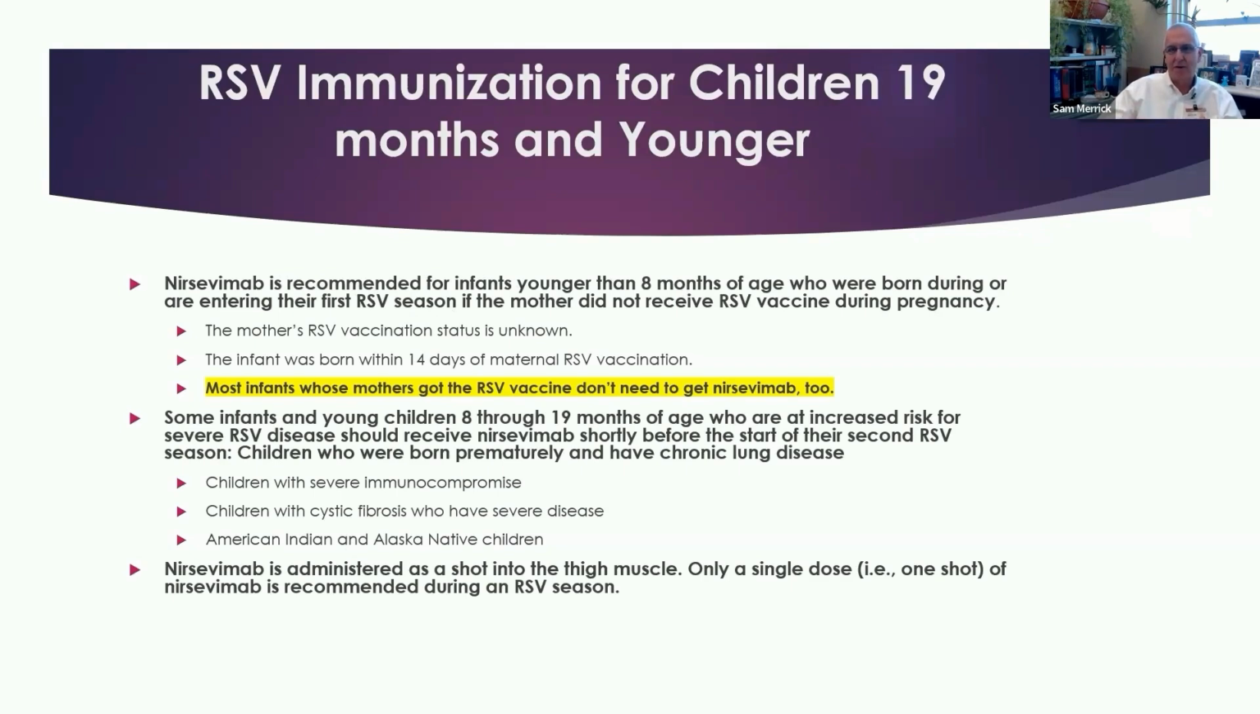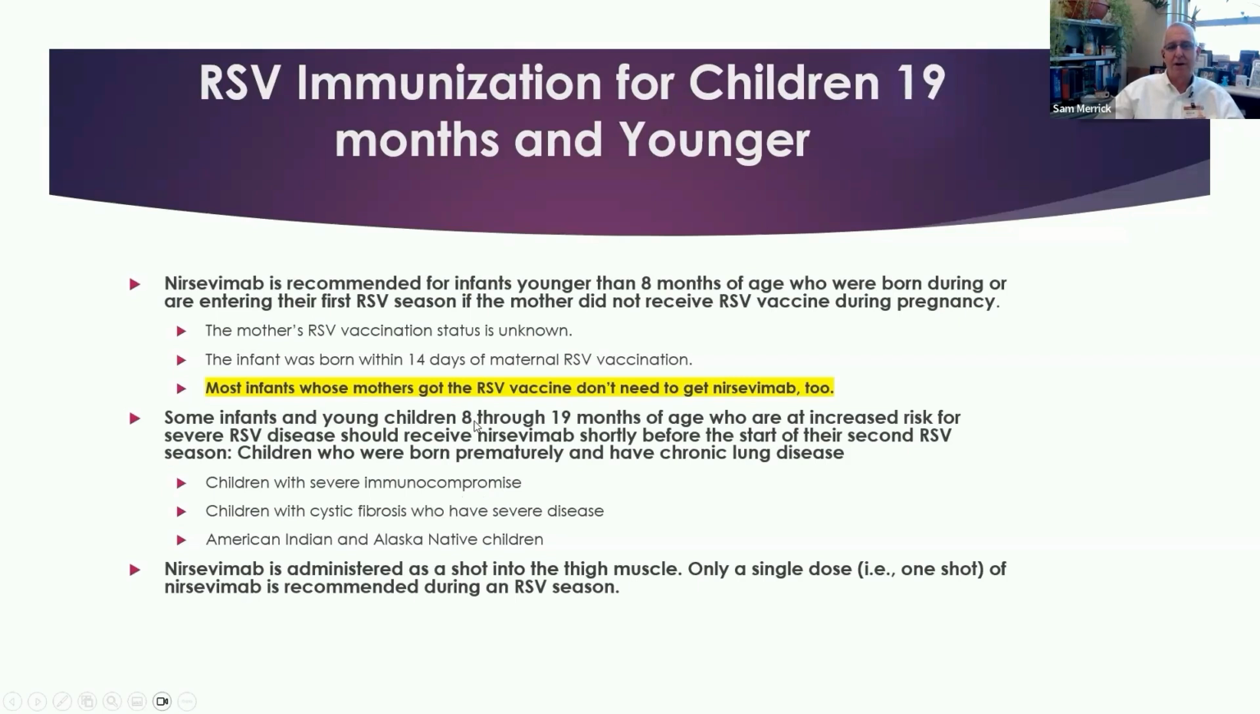So right now we're getting into RSV season. If mom didn't get an RSV vaccine during pregnancy herself during those 32 to 36 week period, or if they don't know if they got a vaccine, or if the child was born within 14 days of the vaccination, so prematurely, then the child would need it. If the mother was vaccinated appropriately, the child usually will not need to get this, but it's shown to be highly protective, and it can be a very severe disease in infants. So this is a real advance in preventing RSV infection in young kids.